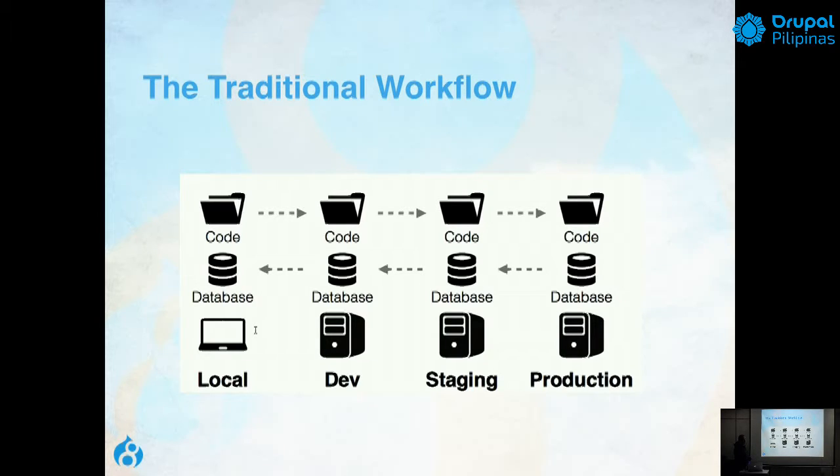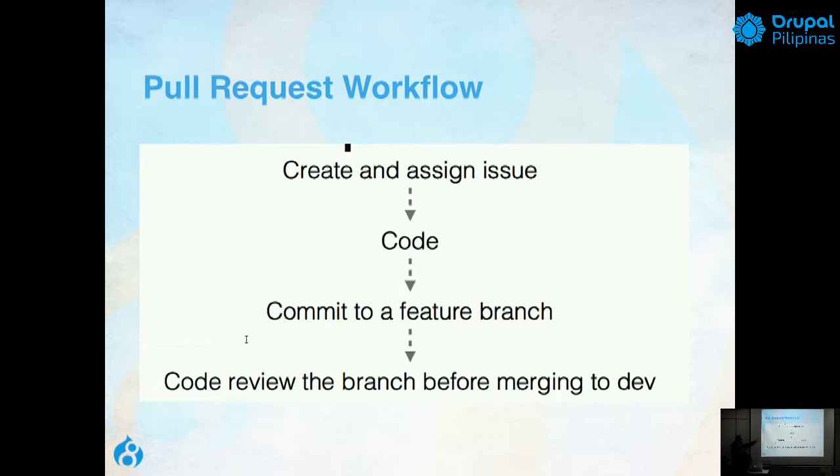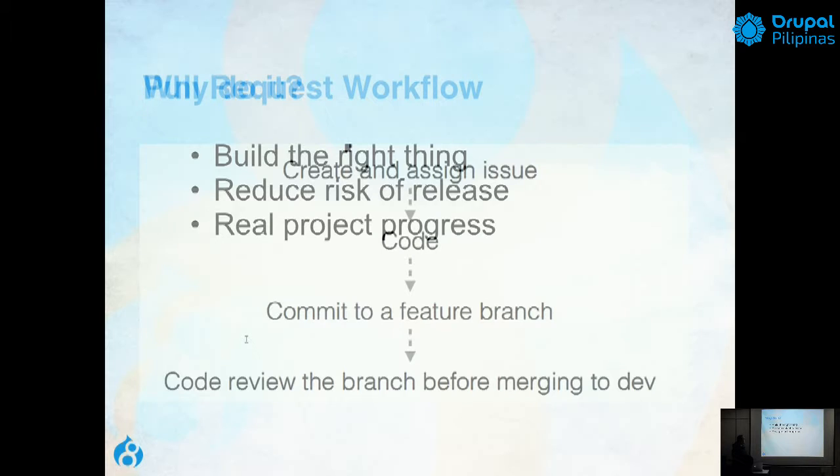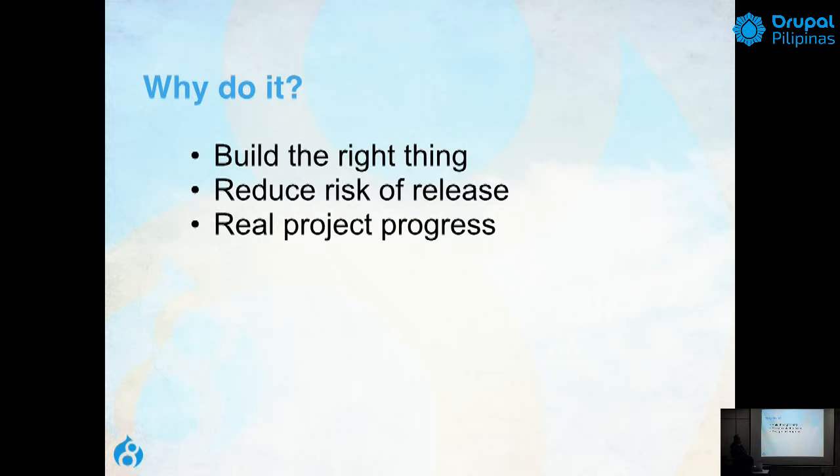So these are the traditional workflows that continuous integration, CI, is trying to fix. You create and assign an issue. You code, you commit your feature to a branch, and you do a code review before merging, so that we can build the product. So why do we do continuous integration? So that we can build a product, right? We can reduce the risk of release.